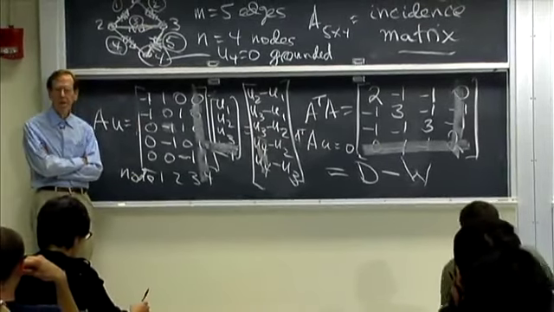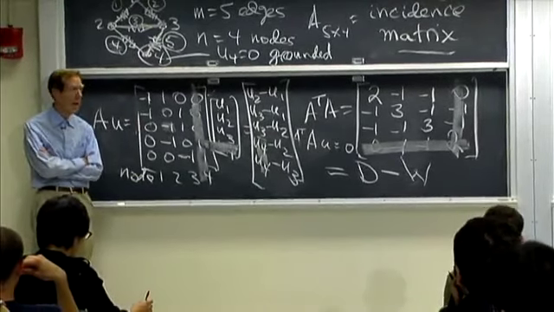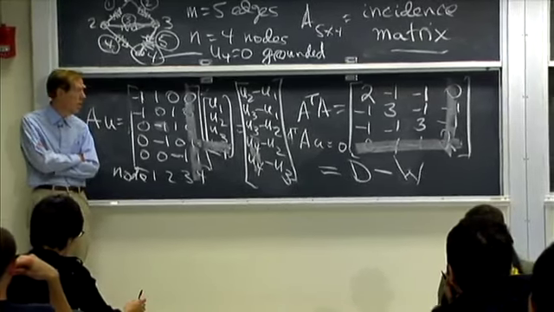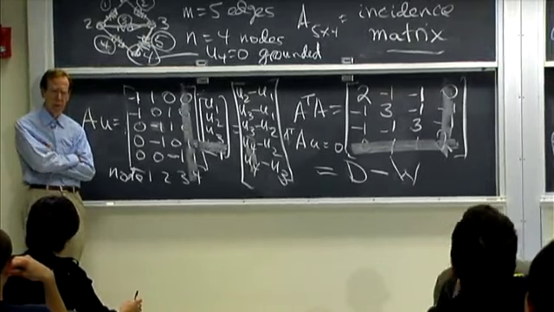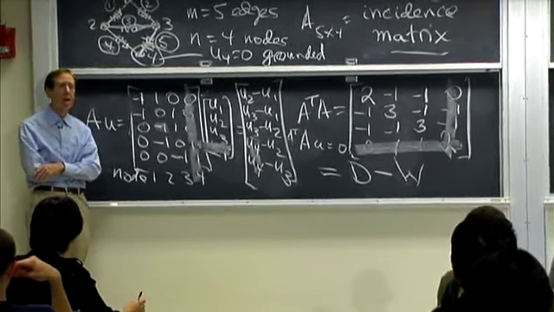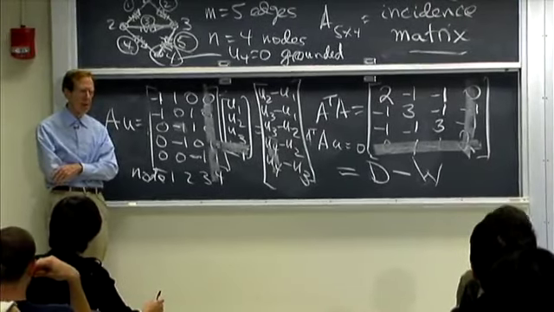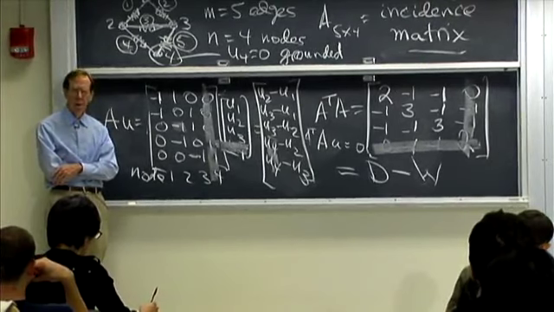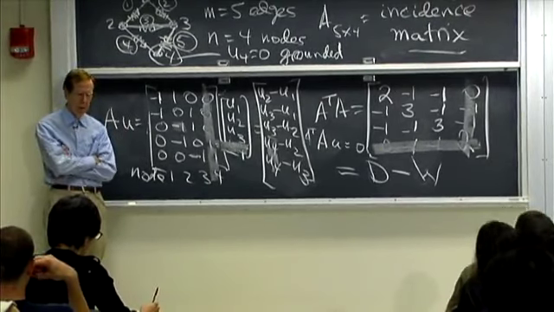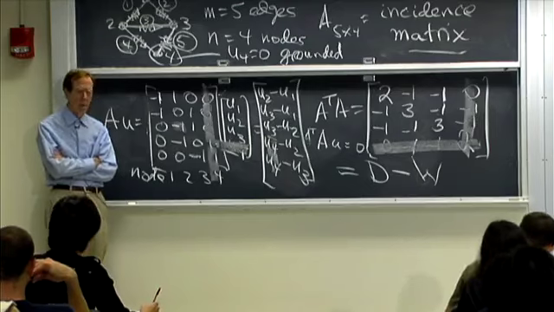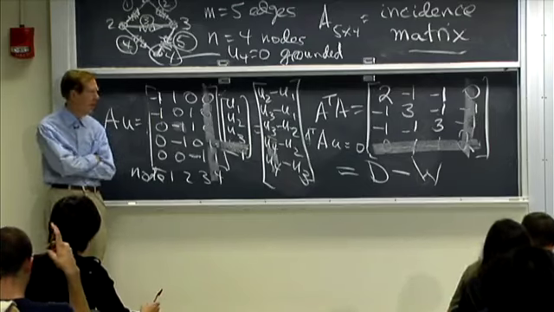Now give me the key fact about that A transpose A matrix. What do you see there? Now you see a reduced, a grounded A transpose A. What kind of a matrix have I got? Positive definite. Good. Positive definite. It's now not singular anymore. Its determinant is some positive number, and everything is positive. Its eigenvalues are all positive. Everything's good about that matrix.